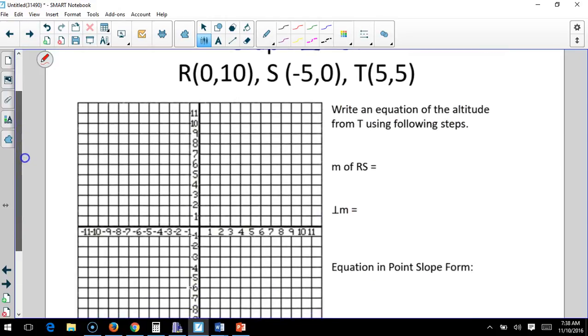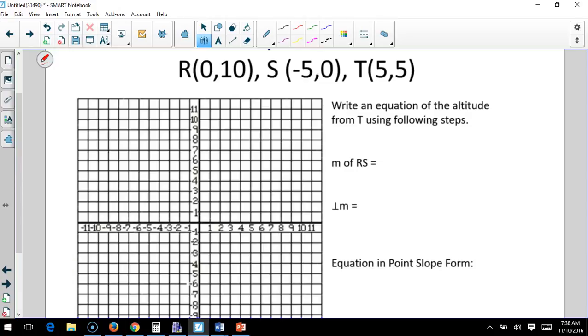Okay, so graph RST. This looks familiar. 0, 10. Negative 5, 0. And 5, 5. RST. Straight edge. A little bit off. There we go. Okay, now we're going to write an equation using the altitude from T using the following steps.